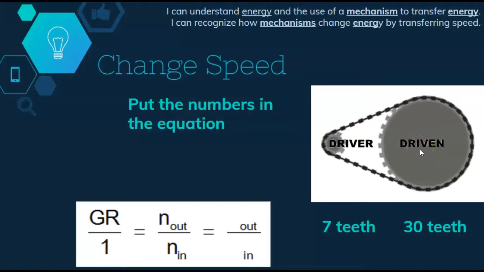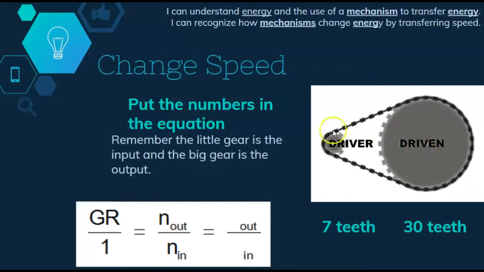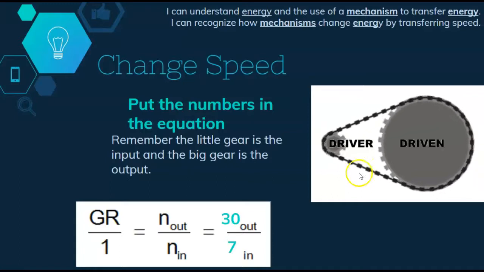The question is, which goes where? Remember that the little gear is the input gear, and on our equation we have IN to indicate input. So my input gear, 7, is going to go on the bottom, and 30, my big gear, my output or driven gear, is going to go on the top. For this particular gear ratio, we wouldn't have to simplify because we can't get 7 into 30 an equal amount of times without a decimal. So for class, we'll typically leave it as a gear ratio of 30 to 7.